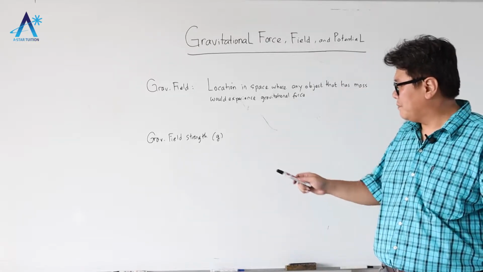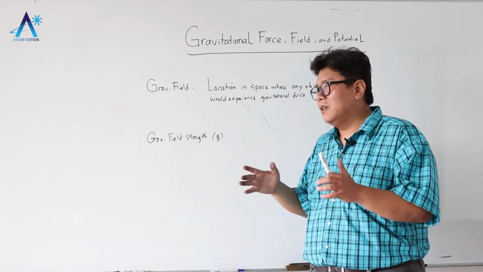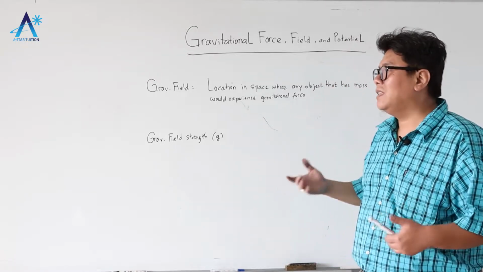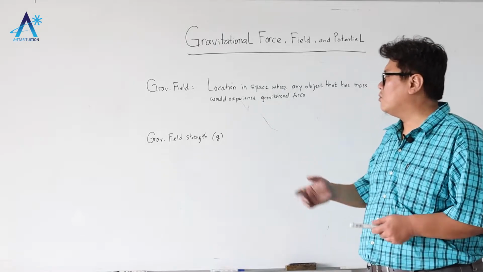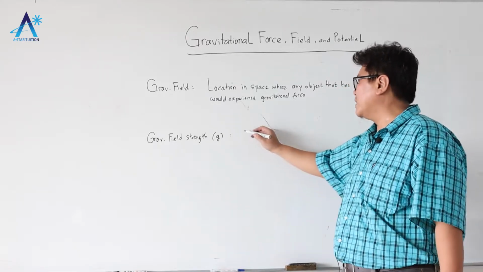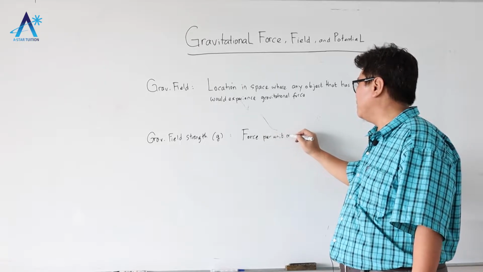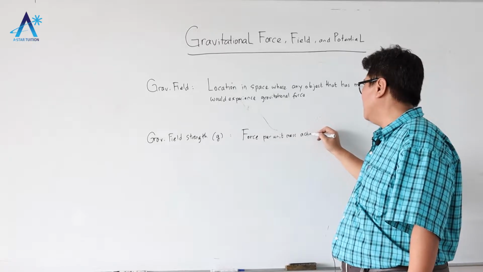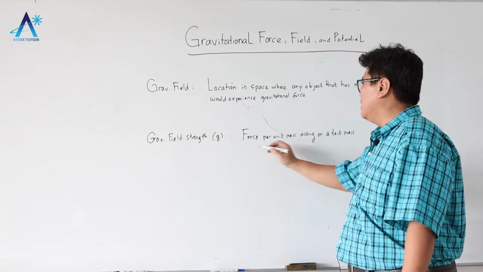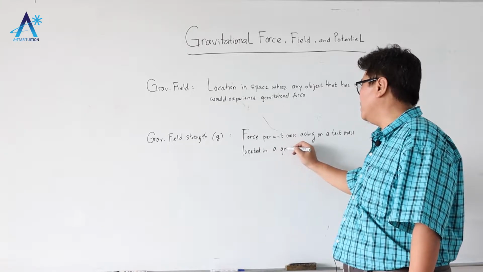However, the g that I introduced to you before is taken to be uniform, but in reality it's actually not uniform. So how do you quantify it? Let's discuss the definition now. The definition of gravitational field strength is force per unit mass acting on a test mass that is located in a gravitational field.